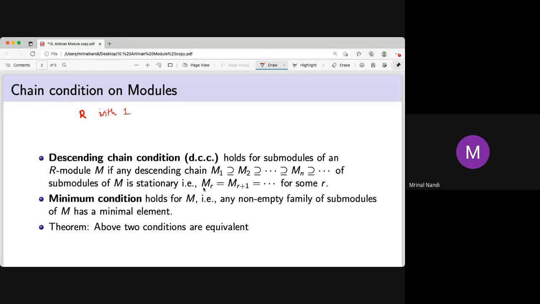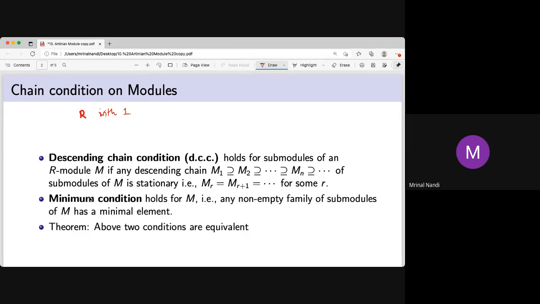It can't go on infinitely with proper submodules. If that does not happen, then it is called the descending chain condition. In the descending chain condition, after some step, the chain will be stationary. If it's not so, if we have a chain of proper submodules, then we say the DCC does not hold.